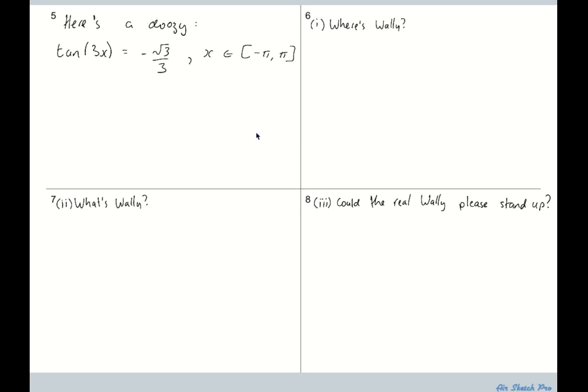Okay. Tan theta is equal to negative root 3 on 3. But because we've now changed from x to 3x to theta, I need to adapt my domain. So I'm now going from negative 3 pi to 3 pi. So that's my new domain. If I can find all the solutions for theta between negative 3 pi and 3 pi, then I can solve the original problem of what is x.